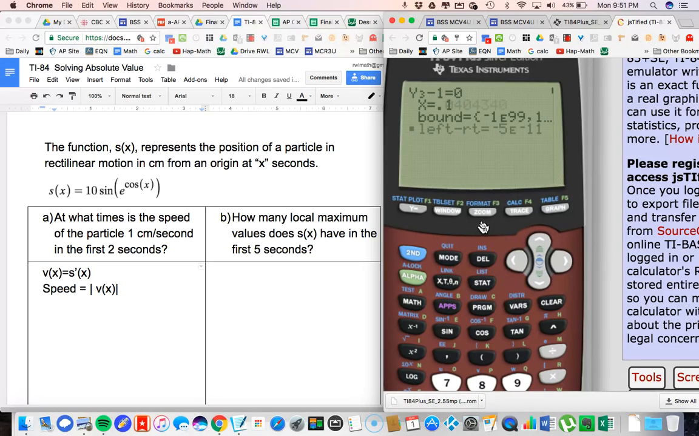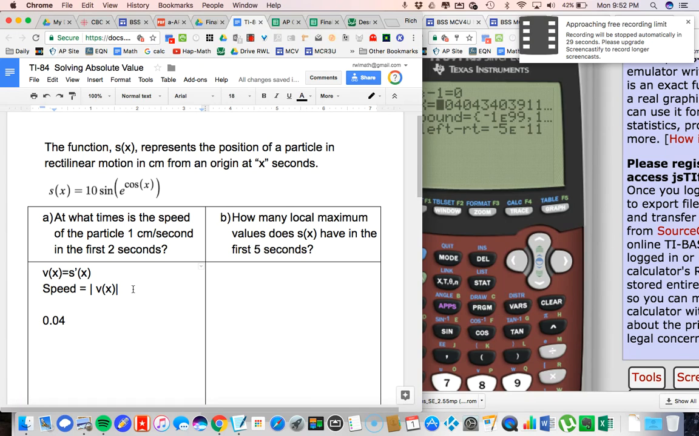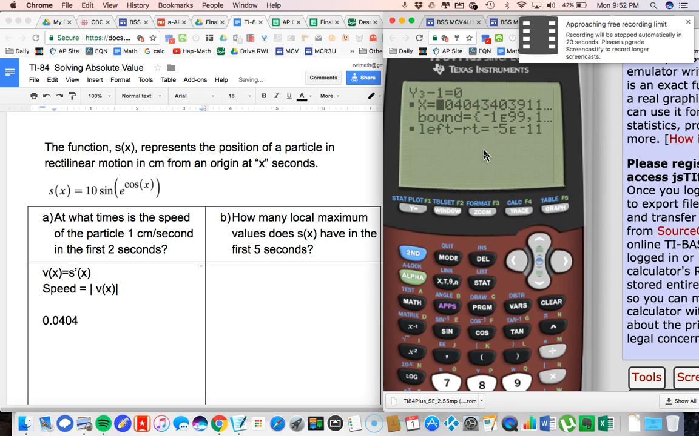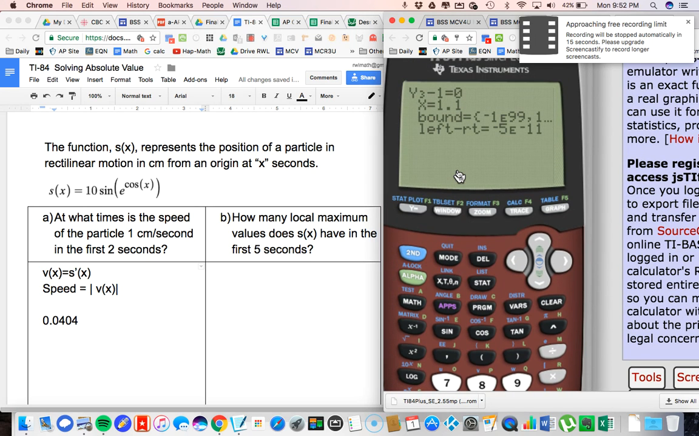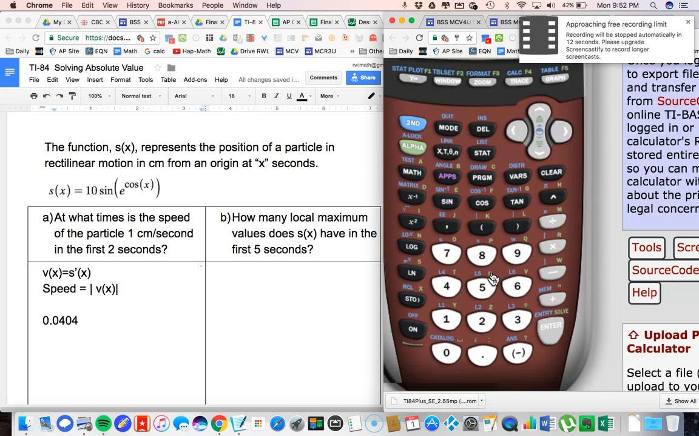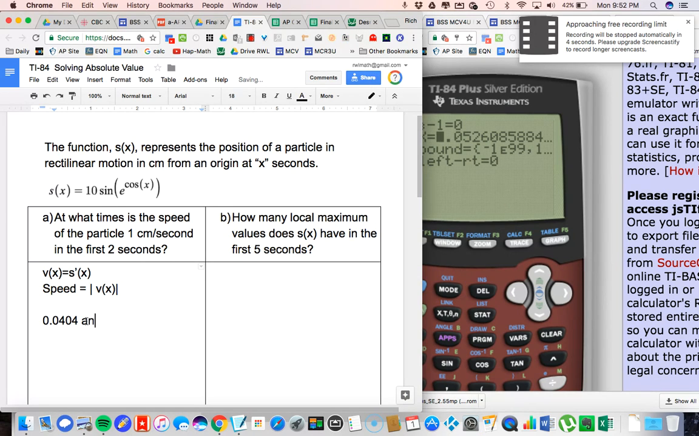And it's thinking, and there's the first one. The first solution is 0.0404. And then the next one, all I have to do is type in my other guess, which was 1.1. And then I hit alpha and enter. And the other one is 1.05.